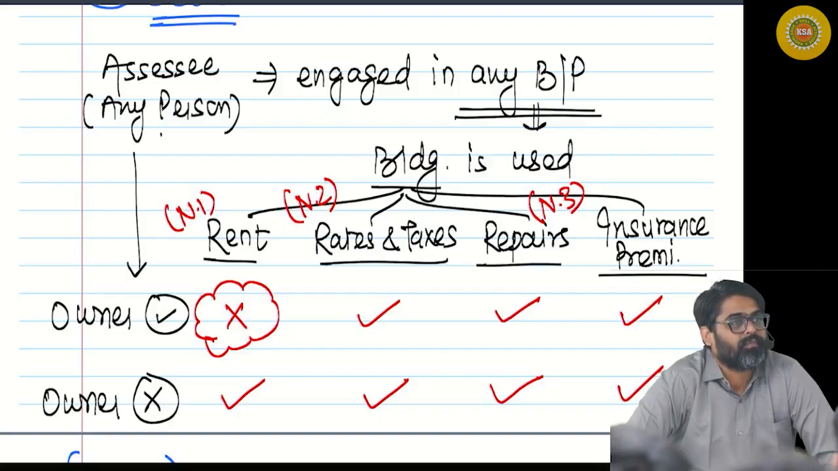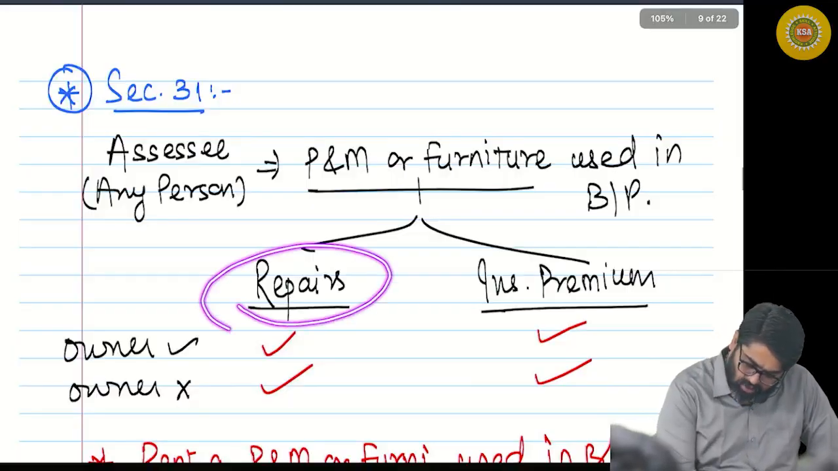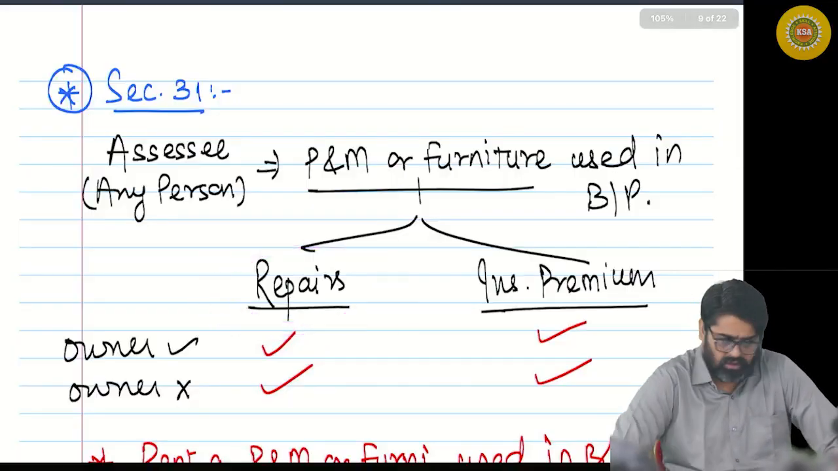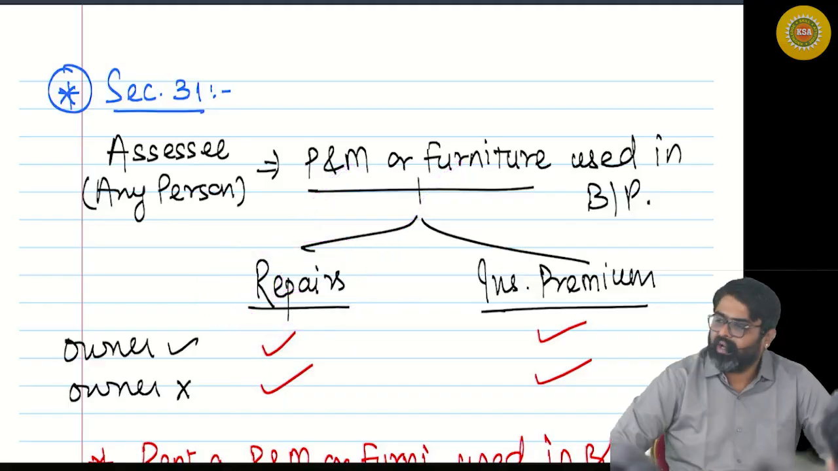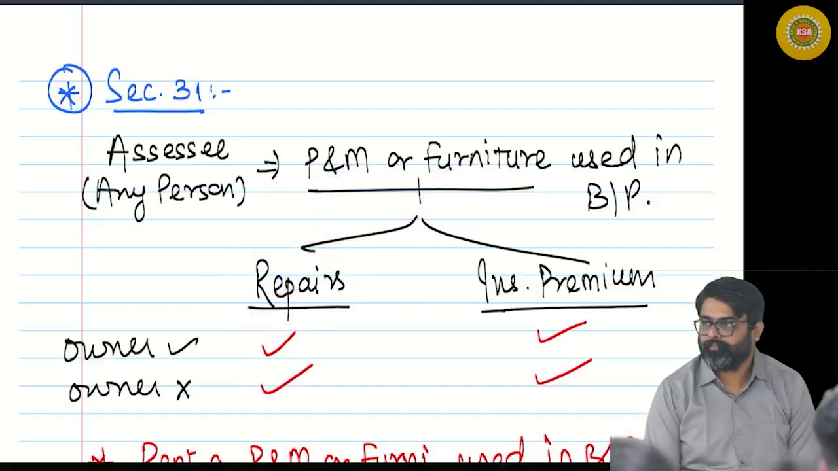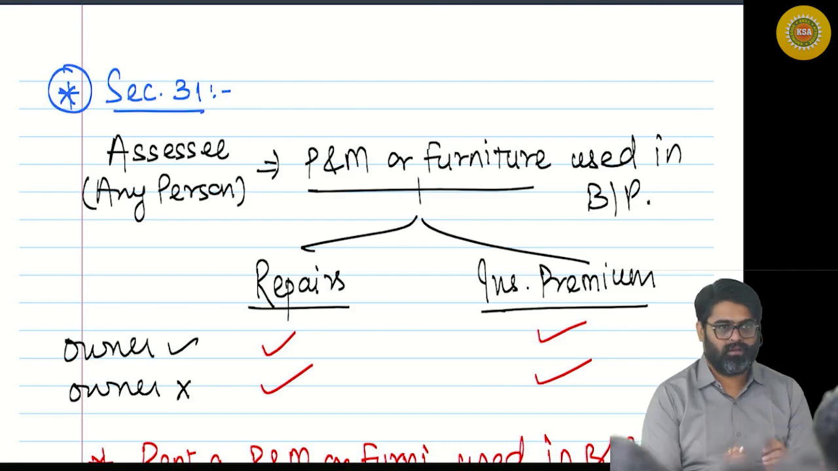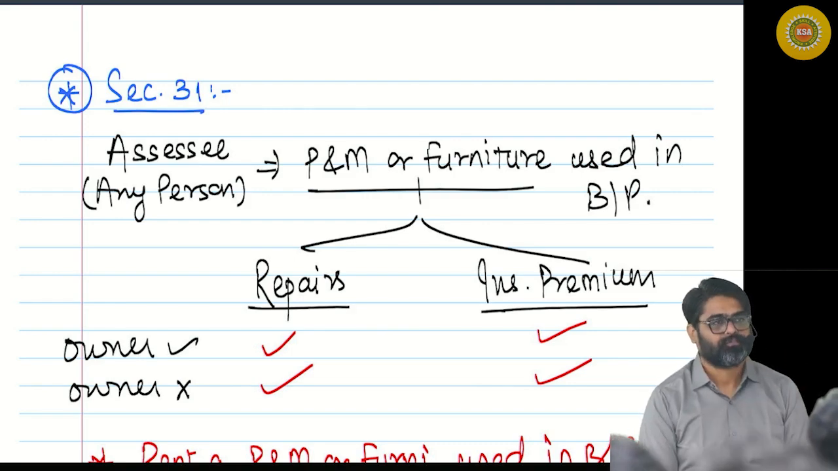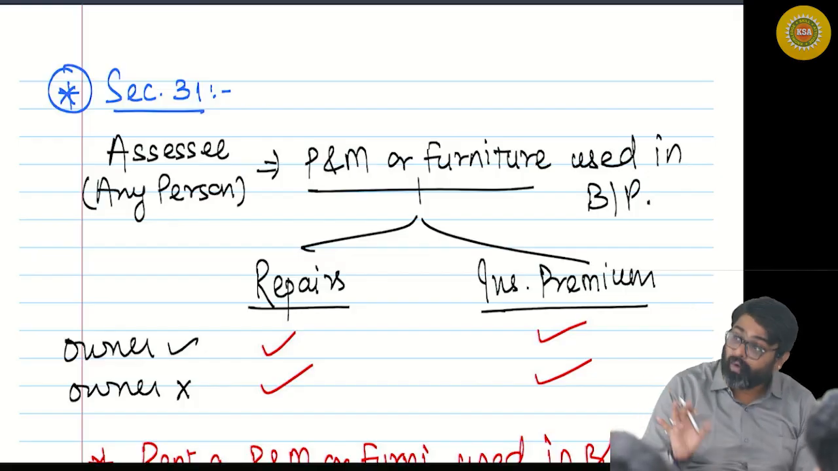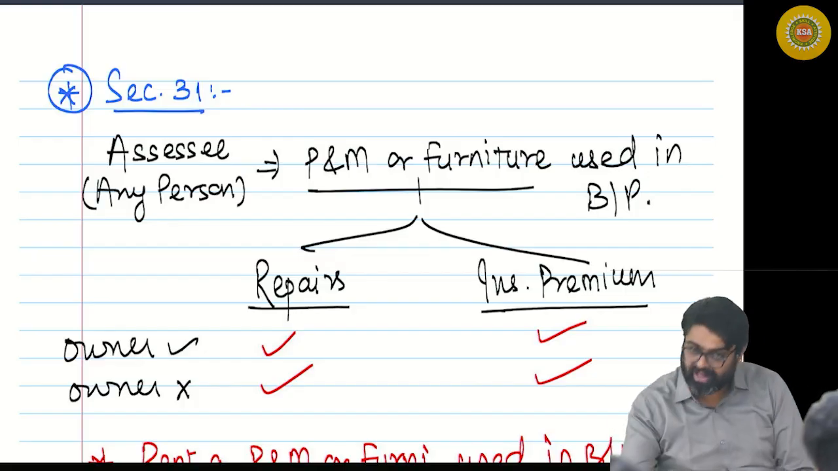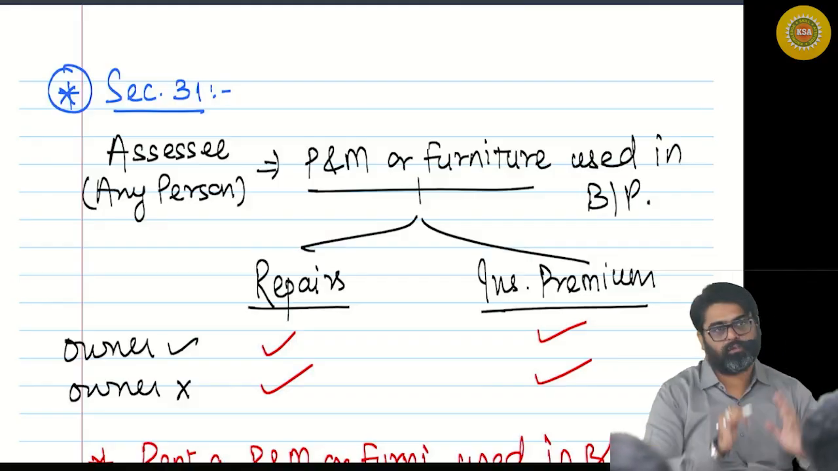Likewise, if you go to section 31, here also the word repairs is used. Repairs to plant and machinery, repairs to furniture. For example, I have one machinery. To keep that machinery in working condition, normal repairing work is done. To keep it in working condition or to bring it in working condition, I am incurring some small repairs.